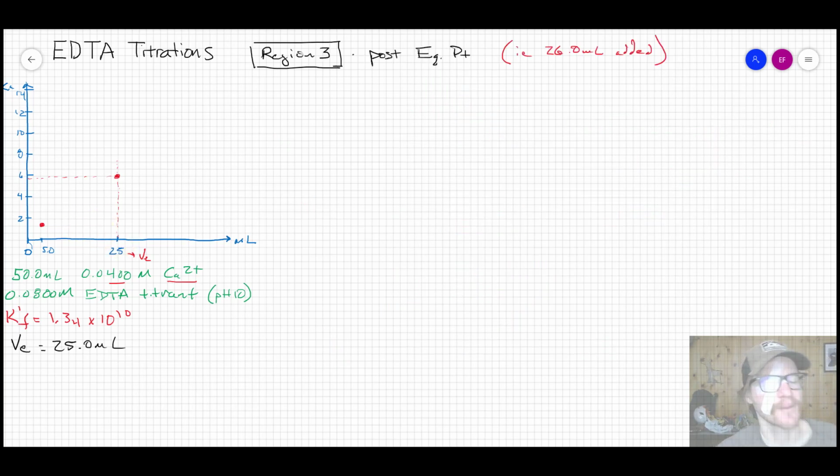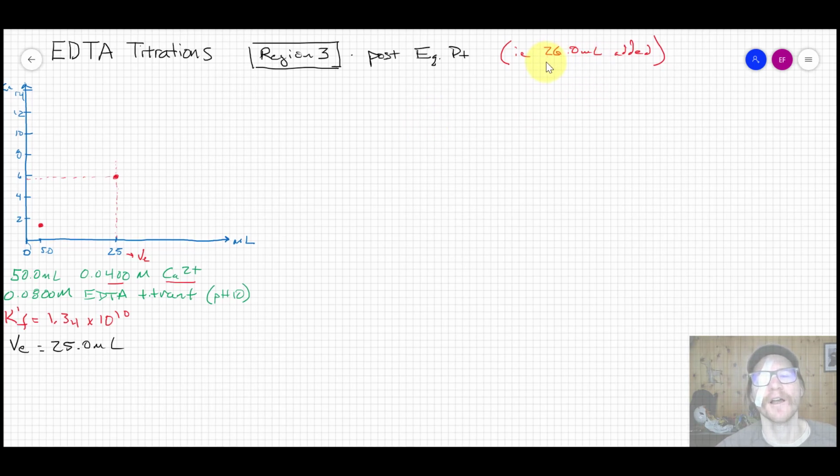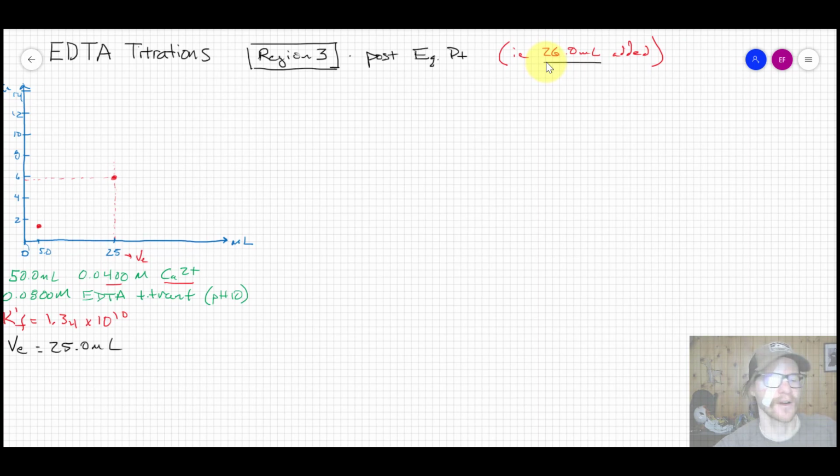All right, so the final region here is the one where we have excess EDTA, because we have added enough of the EDTA volume that we're past the equivalence point. So as an example, we'll say 1 mL past equivalence, and that would equate to 26 mL, since our equivalence volume was 25. So in that case, we need to compute what our EDTA concentration is, because it's in excess here.